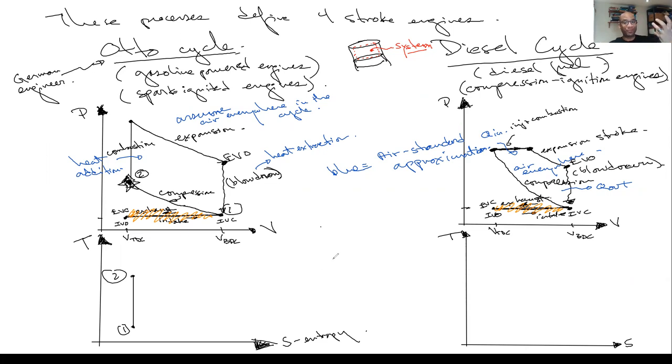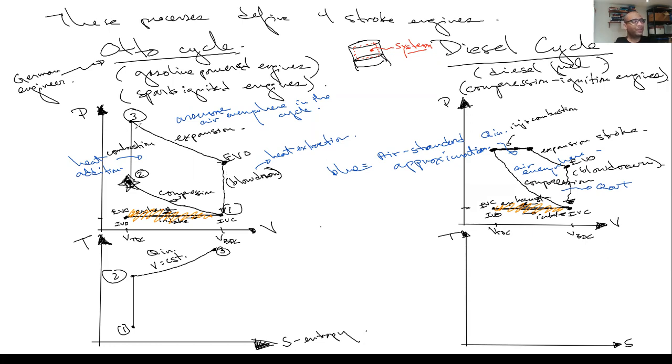So the temperature is going to go up and now there is heat transfer, so the entropy has to go up as well. And so it's going to go zoop up like this to state three. I'm going to label this one three. And this is a V equals constant line. Q in.